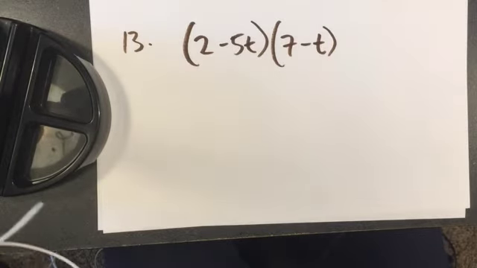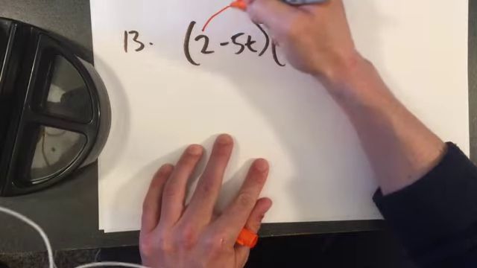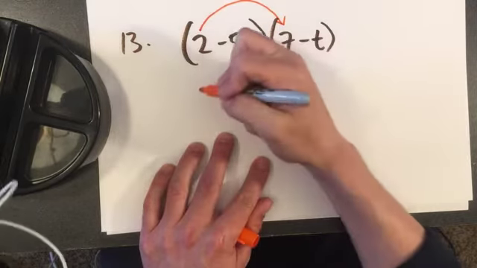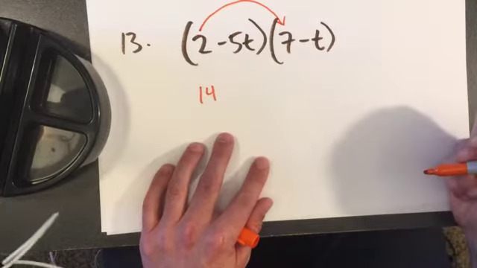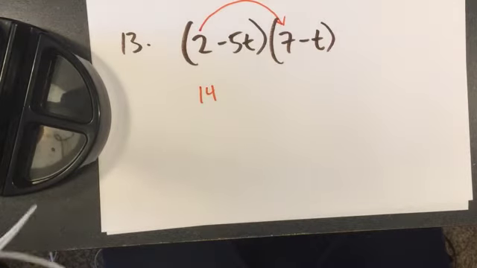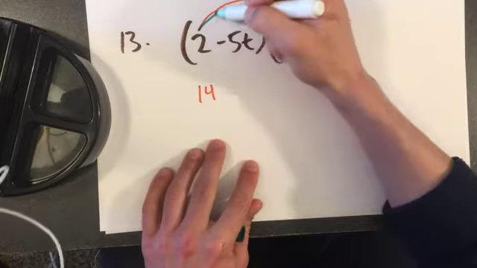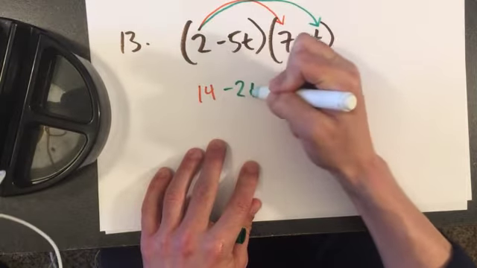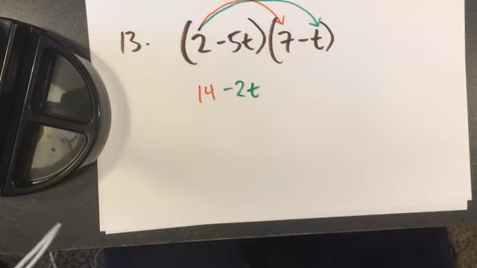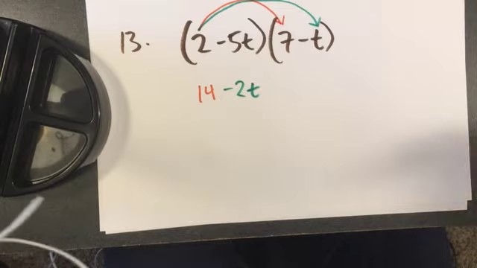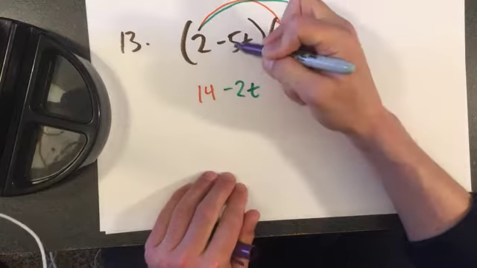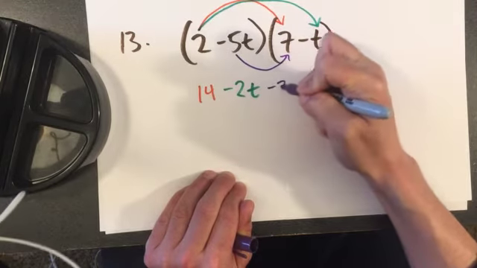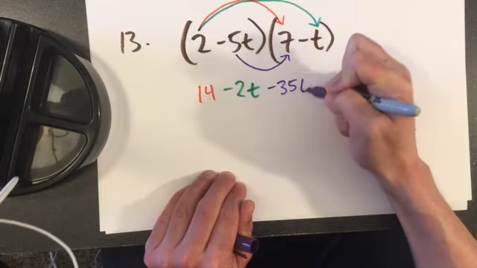Now I'm just going to do a quicker version of FOIL. You're going to see me do 2 times 7. 2 times 7, I get 14. Let's use another color. Let's use green. Then I do 2 times negative t. I get minus 2t. Okay, let's use another color. Let's use purple. I now take negative 5t and I multiply it by 7, so I get negative 35t.